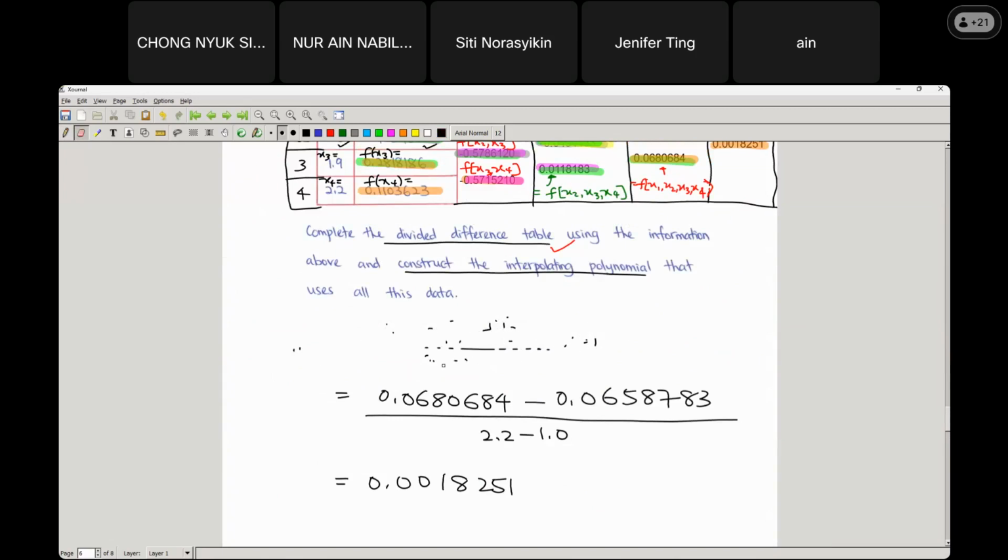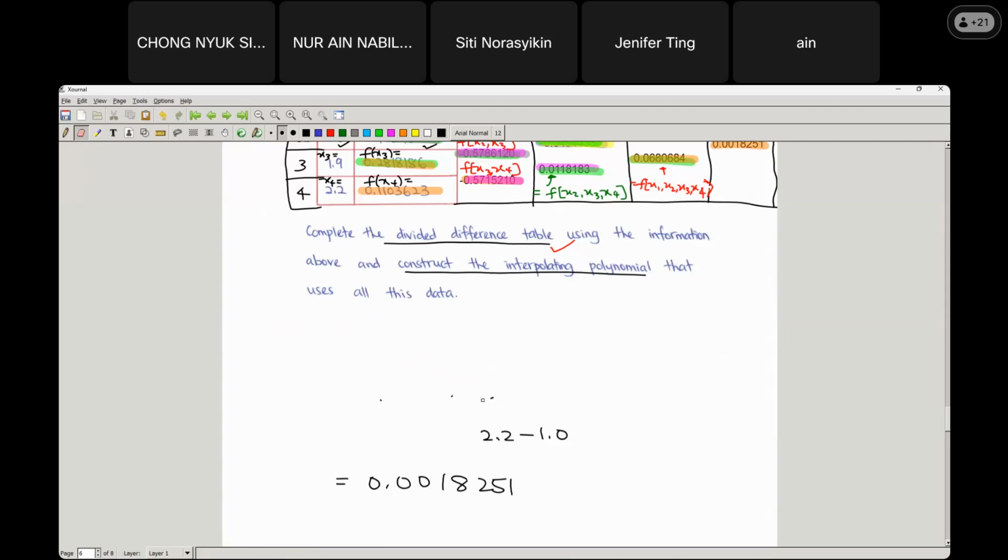First part, you are done. Now is the second part. We know that our Pn, what is the value of our n? Our n is equal to 4. For me, I would like you to practice. Write down the general formula first. What is the formula for Newton's divided difference formula?